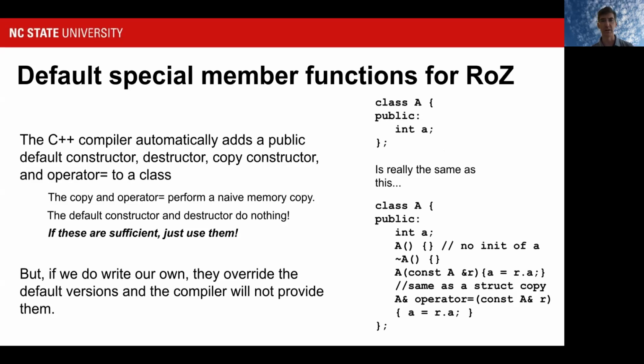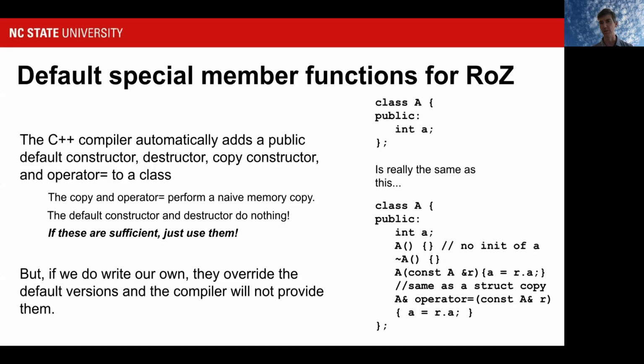So if I just declare a class A and all I do is give it a simple integer field, then it's really the same as if I created a class with a default constructor that does nothing, a default destructor that does nothing, a copy constructor that just does a basic struct copy of copying the fields one at a time, and an assignment operator that also just does a basic struct copy, right? If I don't do anything else when I declare a class, the compiler basically makes all this stuff for me by default, okay? And if they're good enough, I should just use them.